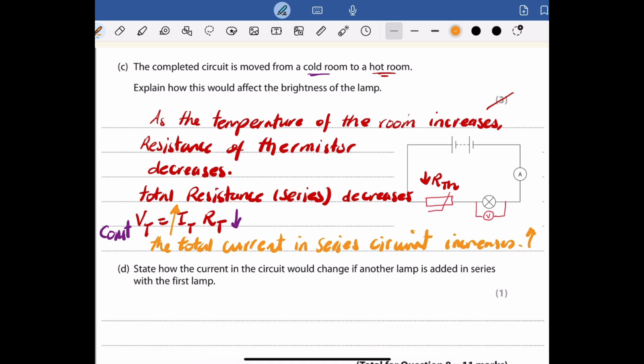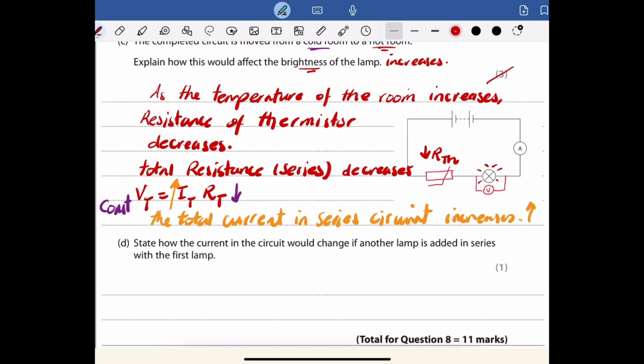So I deserve 3 marks. I would say it again here. As the temperature increases, resistance of thermistor decreases, total resistance decreases, total current in the series circuit increases. But I forgot to mention one keyword, which is what would happen to the brightness of the lamp. Definitely the brightness of the lamp would increase. So the brightness finally increases. I get 3 marks for section C.